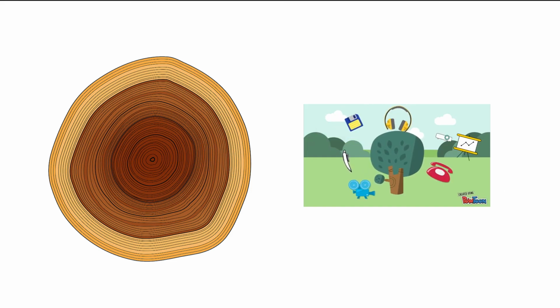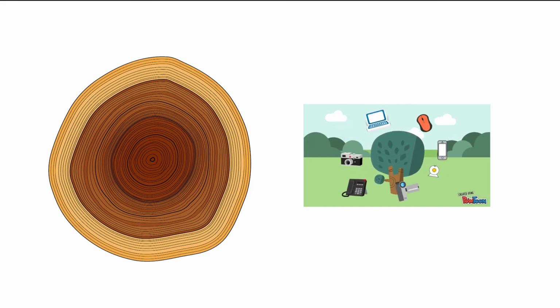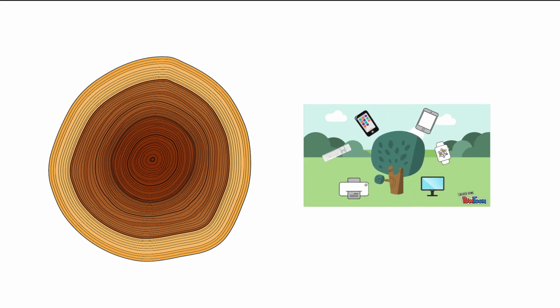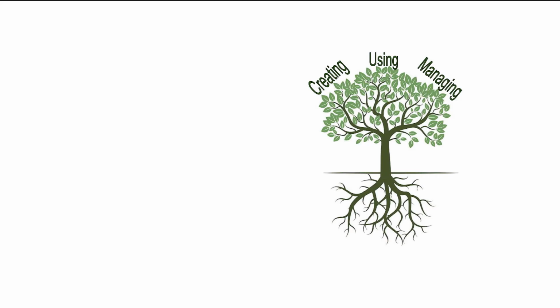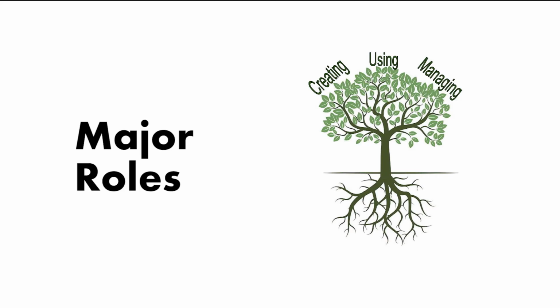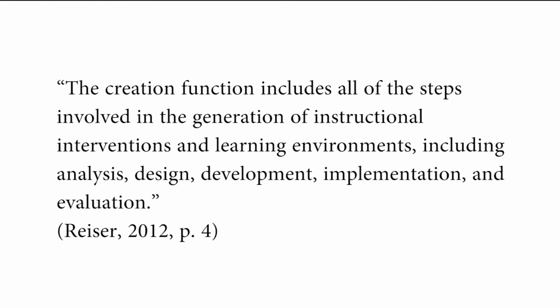The rings and trunk of the tree are layers of technology built upon one another. Those rings are made of multiple technologies building upon each other and are constantly changing in the field of educational technology. The three branches of the tree, creating, using, and managing, represent the major roles of professionals within the field of educational technology. As research states, the creation function includes all of the steps involved in the generation of instructional interventions and learning environments, including analysis, design and development, implementation, and evaluation.